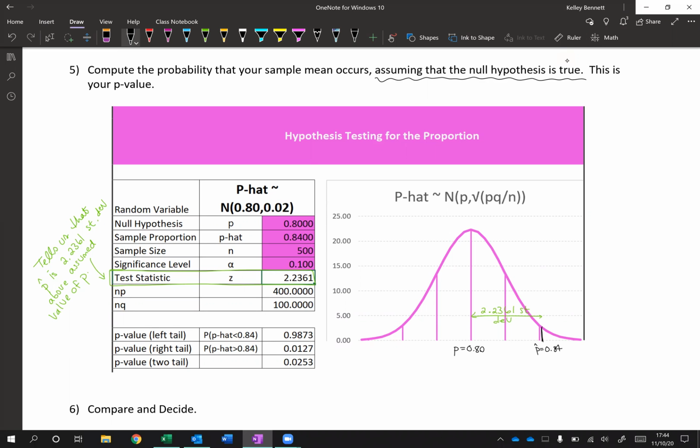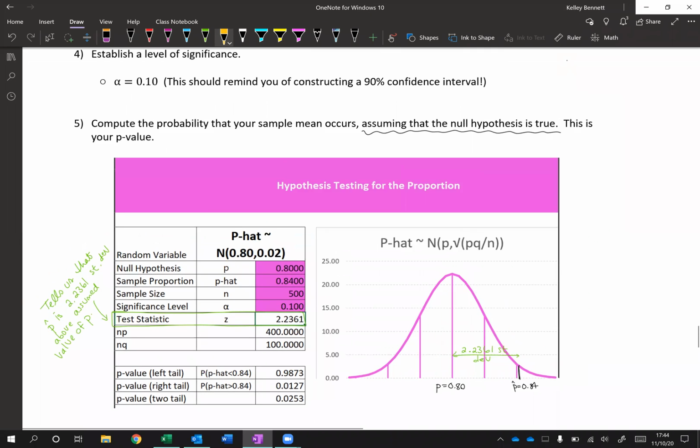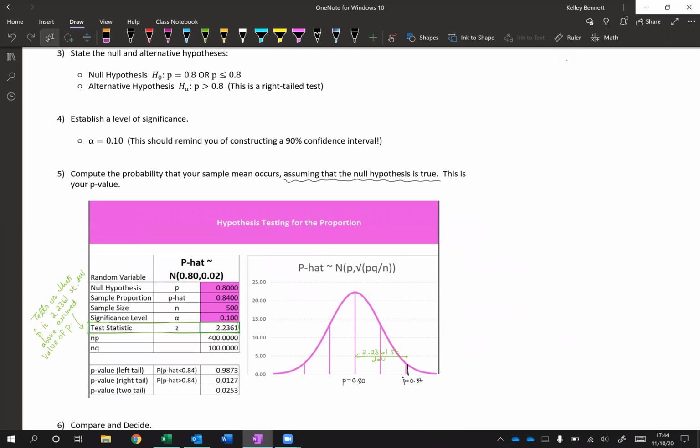So before I shade anything in, let's look at our P value. Are we doing a right, left, or two-tailed? So let's go back. I legitimately forgot. We're doing a right-tailed test. So we want to come to our right-tailed test here.